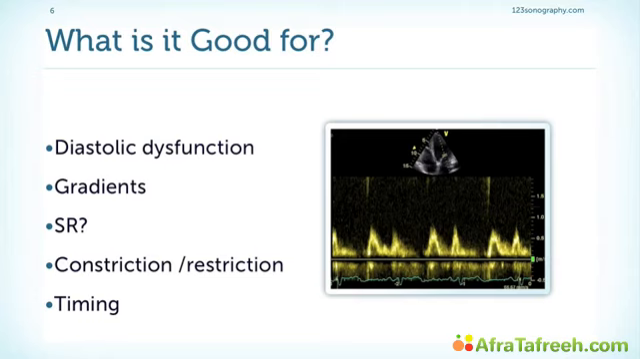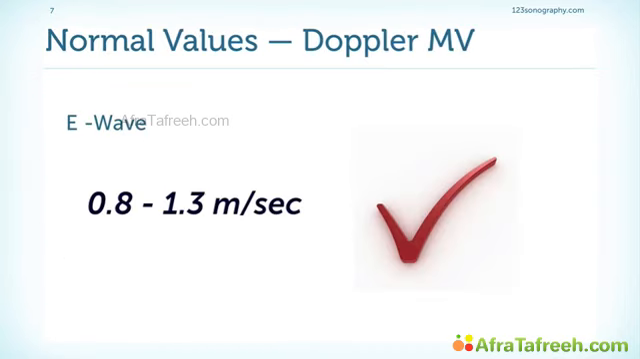So what is the importance of the pulsed-wave Doppler signal, or the Doppler signal across the mitral valve? The greatest importance is probably to assess diastolic dysfunction. But you can also look at the gradients across the mitral valve. When we talk about mitral stenosis, we'll talk about that in more detail. You can even see if the patient has sinus rhythm or atrial fibrillation, assess the presence of constriction or restriction, and it is also good to measure timing intervals, for example, the duration of diastole.